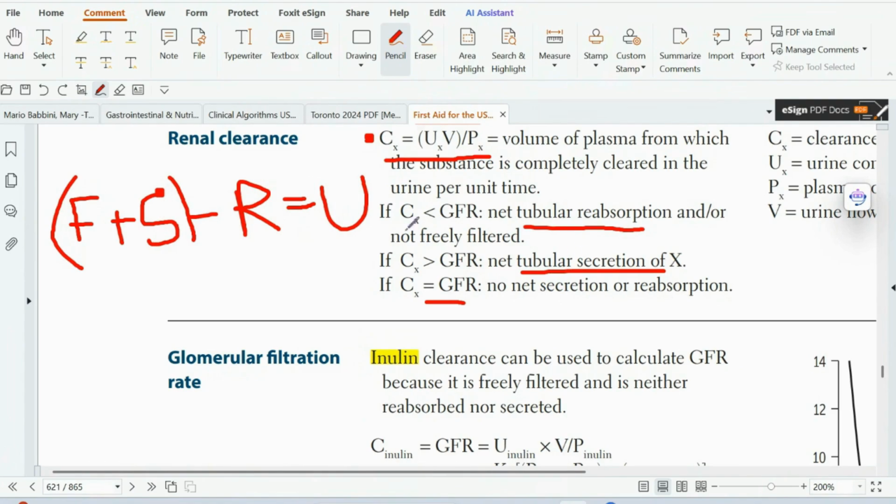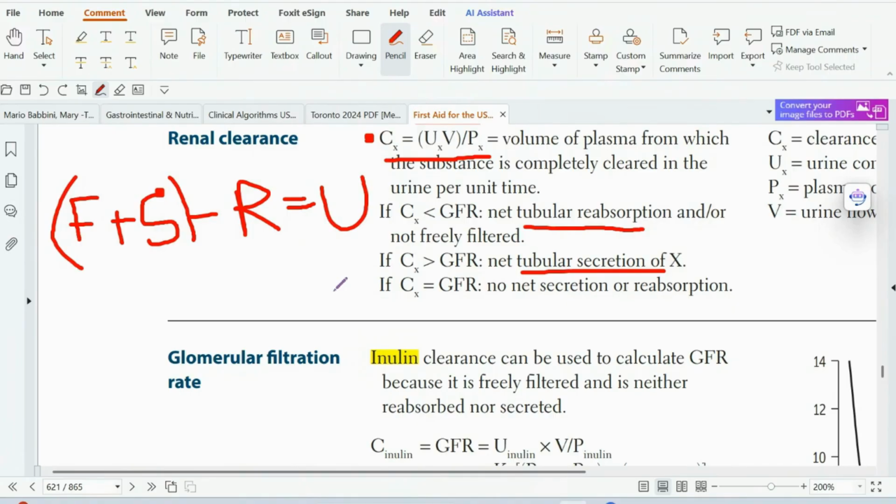For example, let's do this again, right? Clearance is less than GFR, so net tubular absorption is happening. So basically, this and this is cancelled, and you get this. Okay. If you cancel this and this, you see secretion is equal to the clearance, right? And if you cancel this and this, you see filtration is equal to clearance, right?